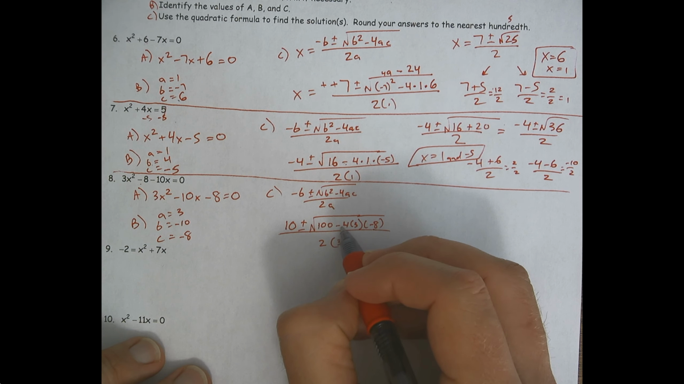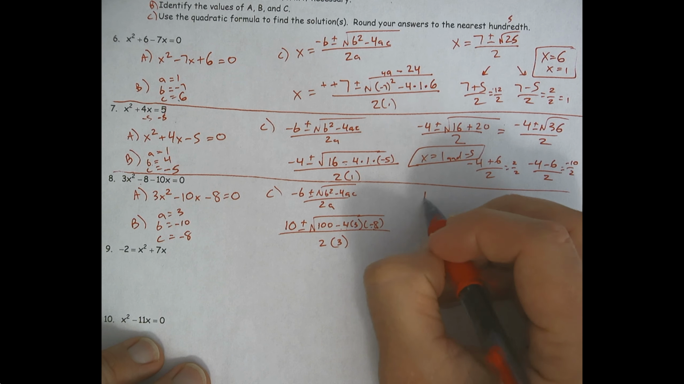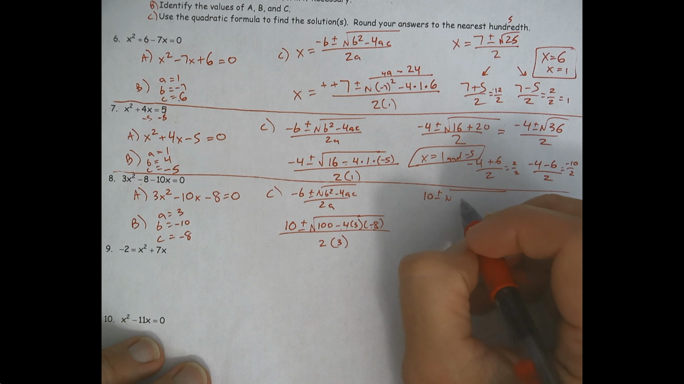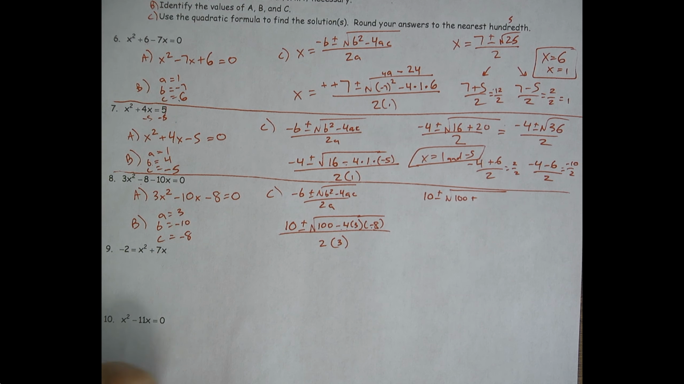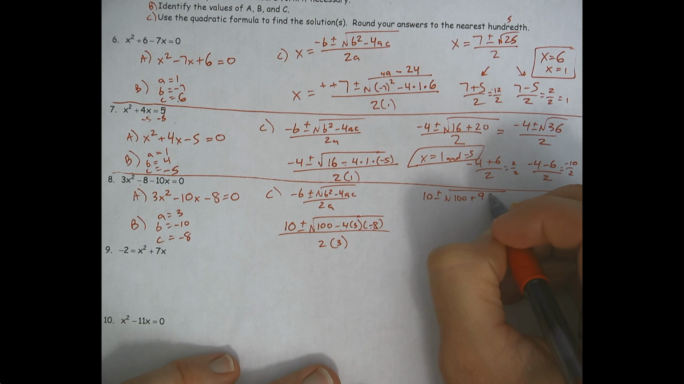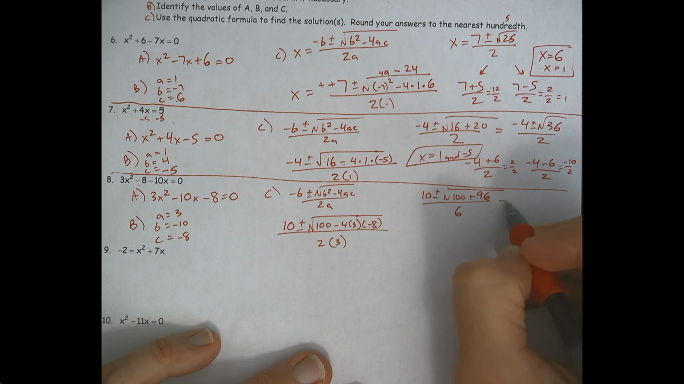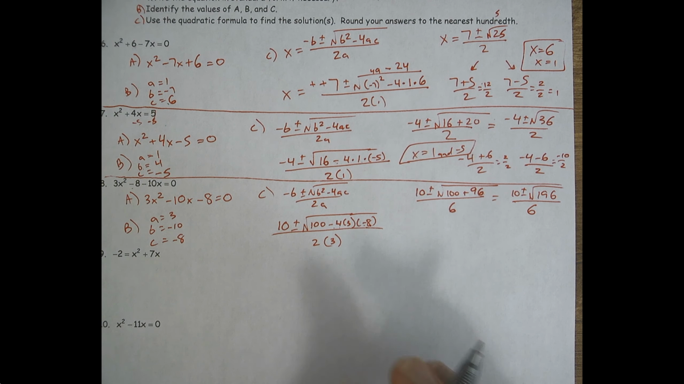So up here, since I see a negative 4 and a negative 8, I know this is going to become a plus. So it's a negative times a positive times a negative. So I know that this is going to say 100 plus 4 times 3 is 12 times 8 is 96. And that's all going to be over 6. Bring this over, 10 plus or minus the square root of 196 if you combine those, over 6.